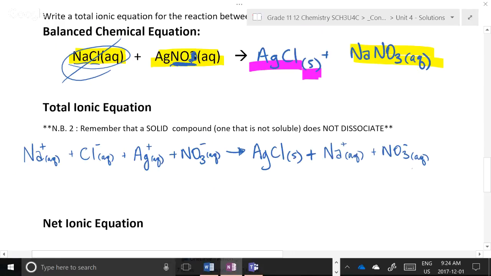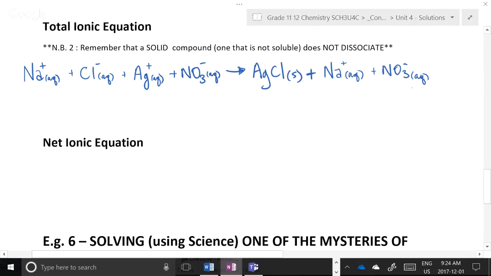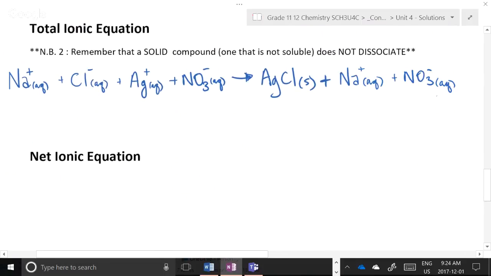What's that? AgCl. It's stuck together. But what ions are still just floating around free? So sodium and nitrate. Good. So now, what are the spectator ions? What are the ions that don't actually do anything in this reaction? They just float around, getting a free ride.